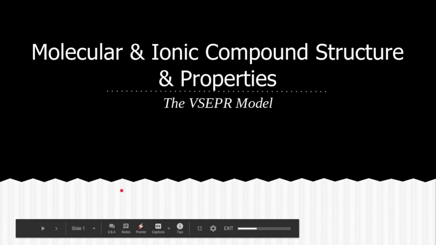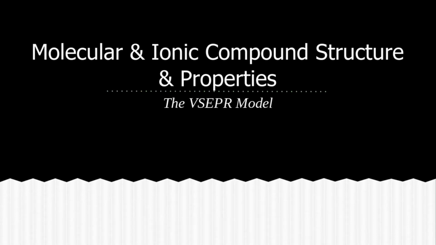Today we're talking about the VSEPR model, which is the valence shell electron pair repulsion model. This helps us to predict the 3D structure of a molecule based on the fact that electrons repel each other, and so the electron pairs in a molecule want to be placed as far apart as possible.